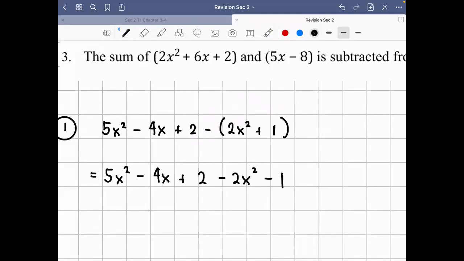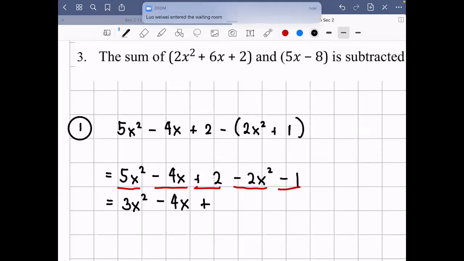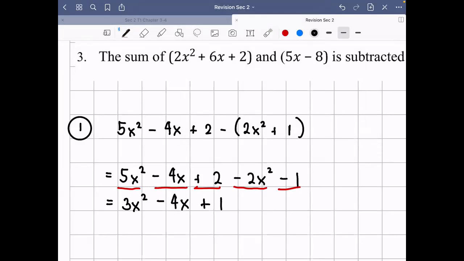And then we don't have any more brackets, so we can simplify them by combining like terms. So 5x squared and negative 2x squared is equal to what? 3x squared. And then does negative 4x have a pair? No, right? So we just bring down negative 4x. And then, of course, we have positive 2 and minus 1. So our final answer is plus 1. So we have 3x squared minus 4x plus 1.